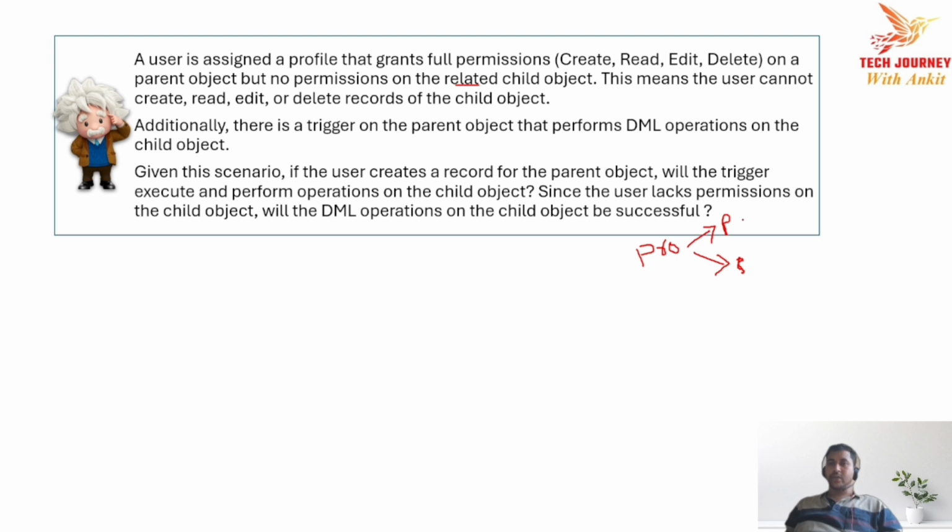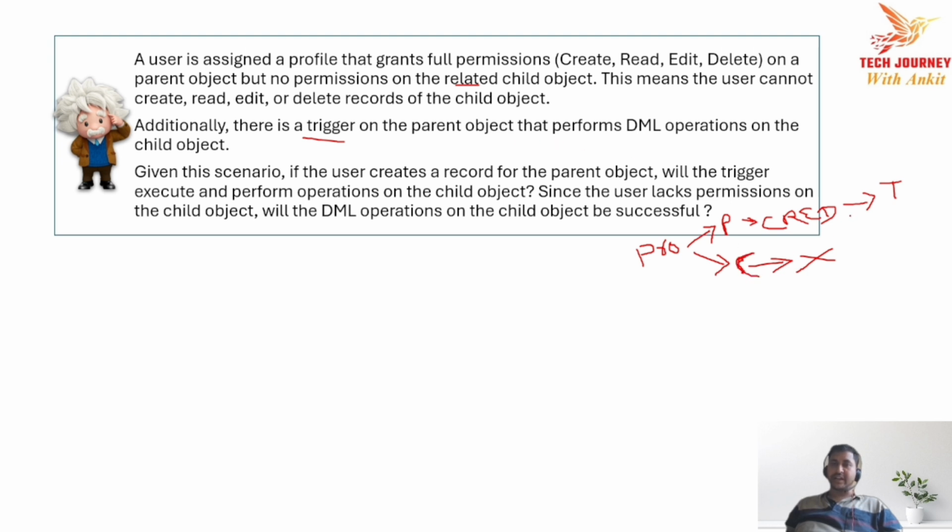On the parent object, the user will have all the different permissions: see, create, read, edit, delete. However, on the child object, the user does not have any permissions. Now what additional thing has been done: there's a trigger written on the parent object, and this trigger will perform DML operations on the child record.